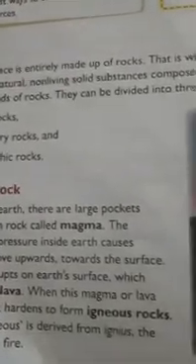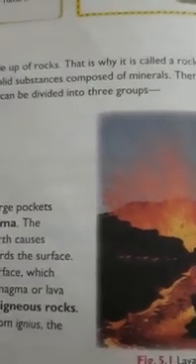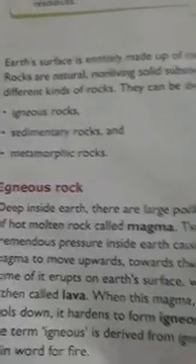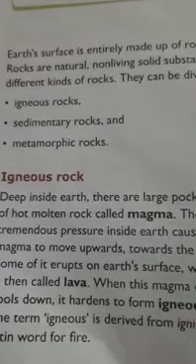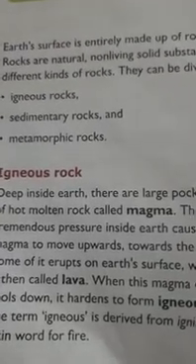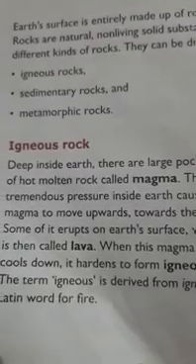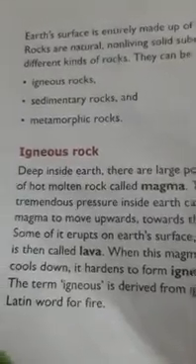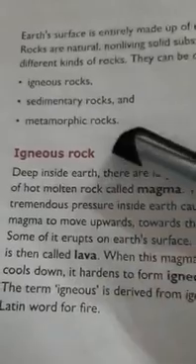There are many different kinds of rocks. They can be divided into 3 groups. So on the Earth, rocks are divided into 3 groups. They are igneous rocks, sedimentary rocks, and metamorphic rocks. So let's start with igneous rocks.